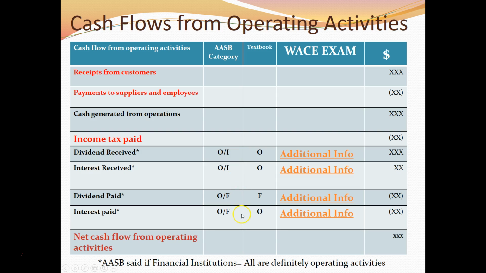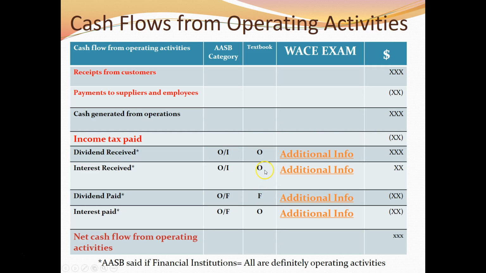Now, ASB is pretty loose in this. It can be operating or investing, or operating or financing, and operating or financing for interest paid. Investing means investment. Financing means source of funds. In the textbook that we're using, they categorize dividend received and interest received under operating. The only thing under financing will be dividend paid.